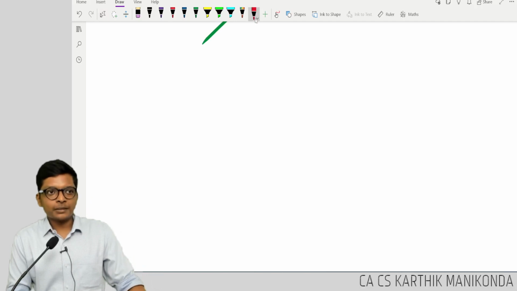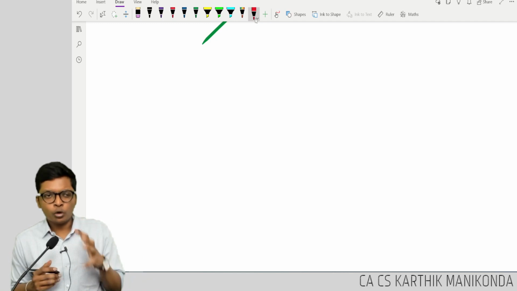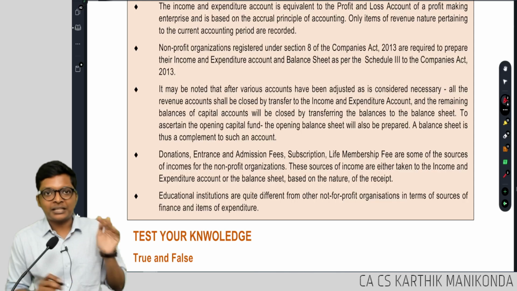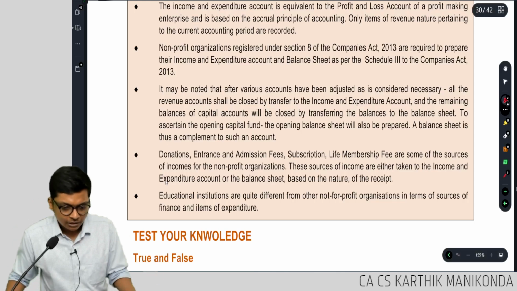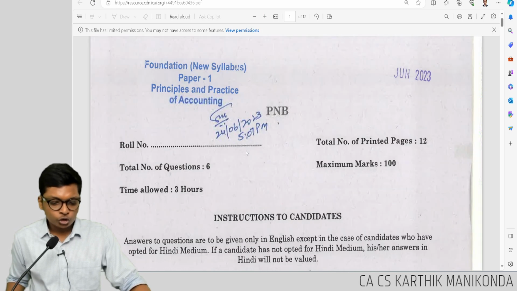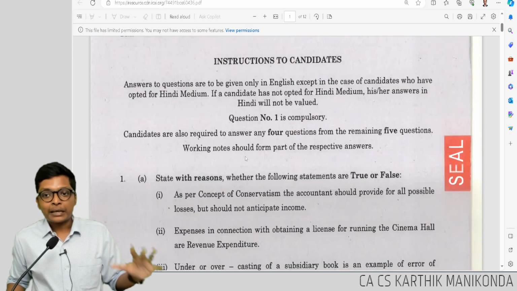Now I'm just going to discuss presentation in the exam, especially for foundation students. Most of you may be aware, but just for you to be more clear and to clear your doubts over here. Look at this. If I go to a past exam paper, June 23, everybody knows question 1 is compulsory.